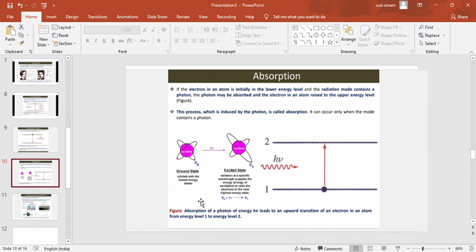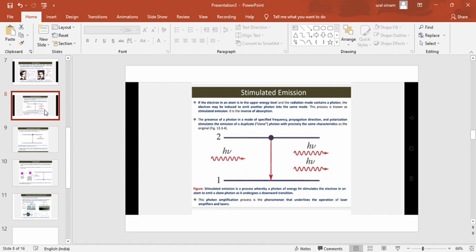So we know that light consists of packets of energy called photons. So when we have an electron that is in the lower energy state, and when this packet of energy called photon hits or interacts with this electron at the lower energy level, this electron actually absorbs this energy, and then it goes up to the higher energy level, and this is known as the absorption.